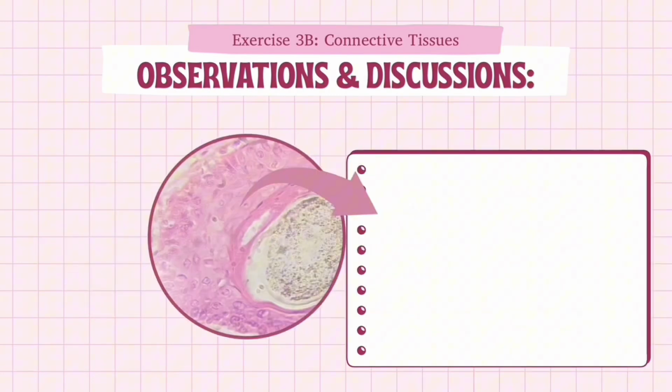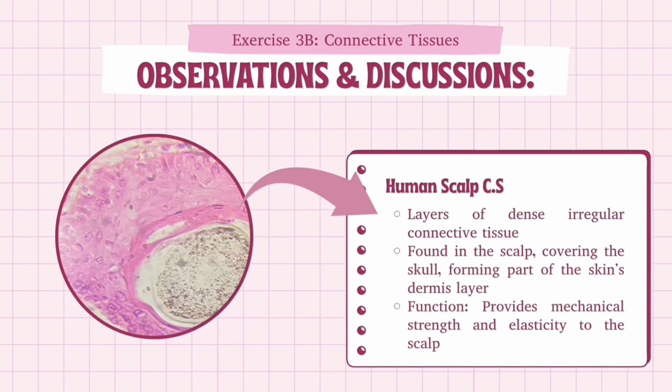Lastly, human scalp. The scalp cross-section shows layers of dense, irregular connective tissue in the dermis, with fibroblast nuclei scattered among thick collagen bundles. It provides mechanical strength and elasticity to the scalp, anchors hair follicles, and supports blood vessels and nerves for skin nourishment and sensation.